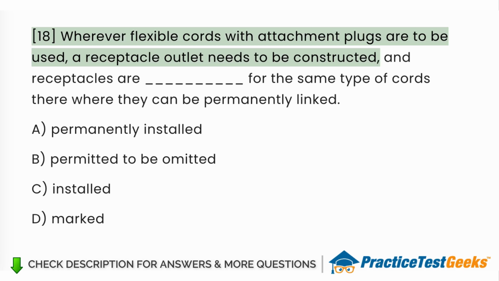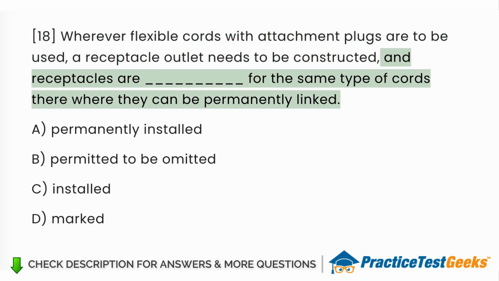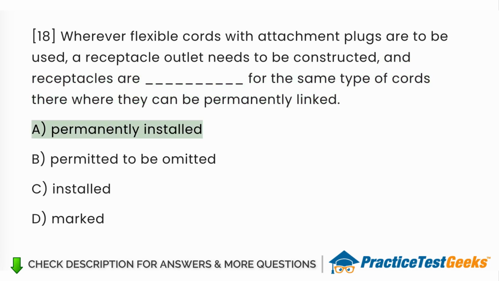Wherever flexible cords with attachment plugs are to be used, a receptacle outlet needs to be installed, and receptacles for the same type of cords are where they can be permanently linked. A. Permanently installed. B. Permitted to be omitted. C. Installed. D. Marked.